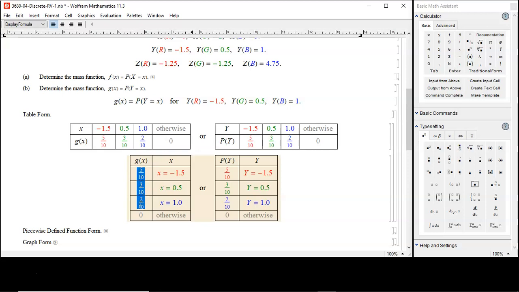Oh, one further comment. These are all probabilities, so they have to add up to 1, right? Probability of anything that's possible put together, and then you have to get 1, right? The probability of the entire sample space.